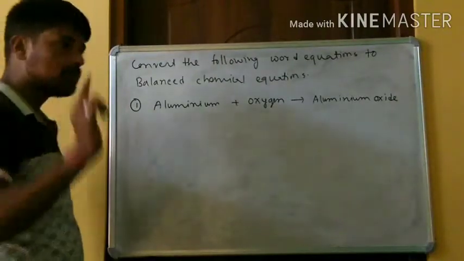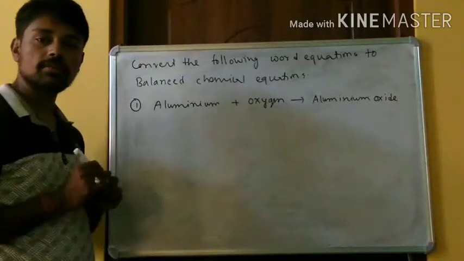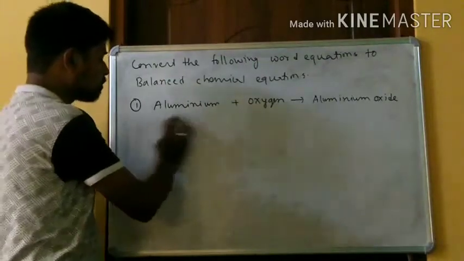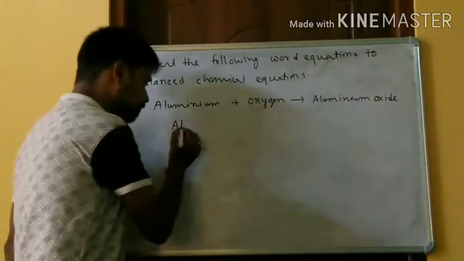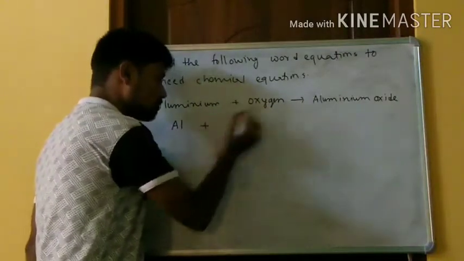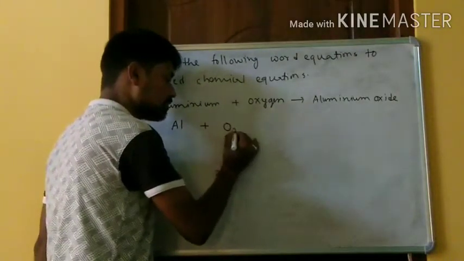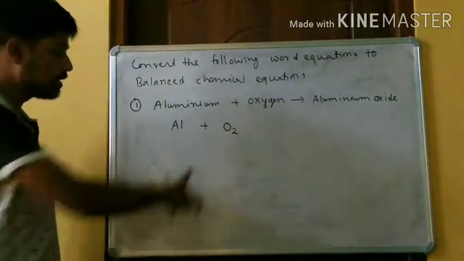So see the first table where we write the formulas of the elements. The formula of aluminum is Al. We have to add oxygen. The elemental formula of oxygen is O2, not O. It is O2.